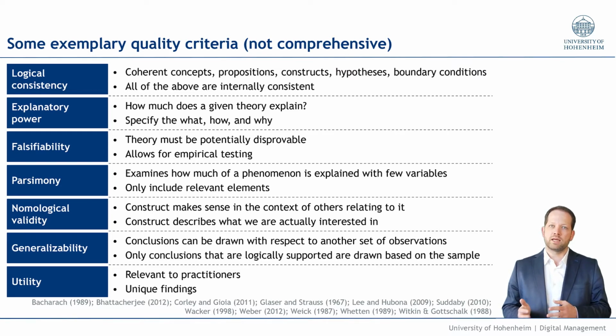A rather unrelated characteristic is the explanatory power. It's a question of how much a given theory explains about the natural phenomena which it aims to explain, specifically the what, how and when of these natural phenomena. And if the theory is able to explain these natural phenomena well, then that is a sign of a high-quality theory. The next criterion is falsifiability.